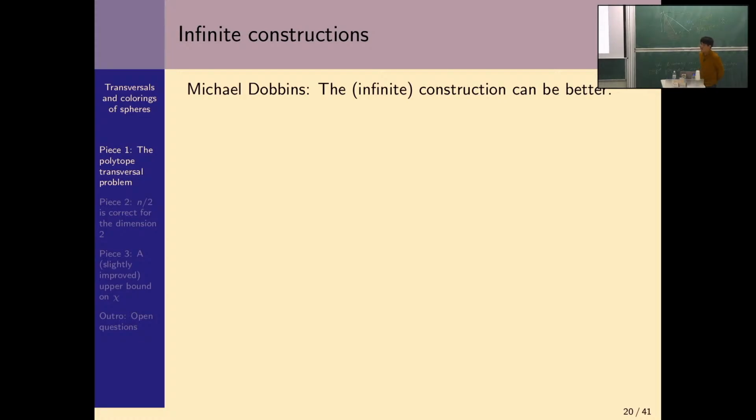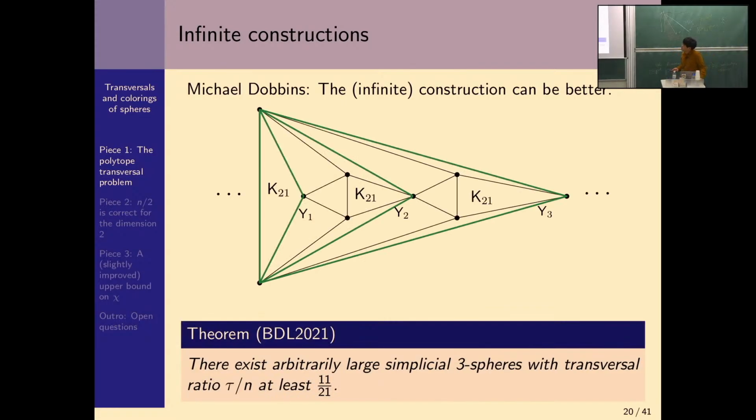So actually, I had a very ugly infinite construction before, but when Michael saw that, he suggested to find a much better construction. And after some discussions, we could find it. Actually, you can see it looks like a train, right? And how can we find this kind of train-like construction?